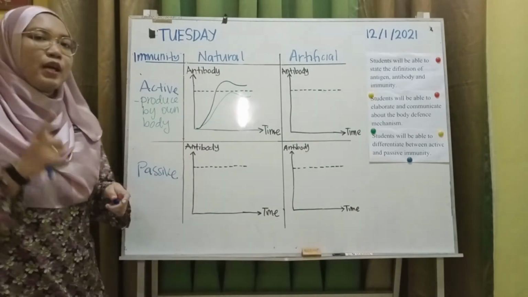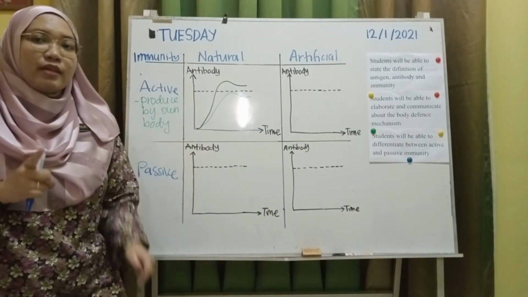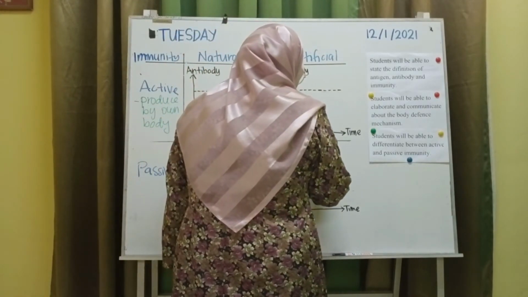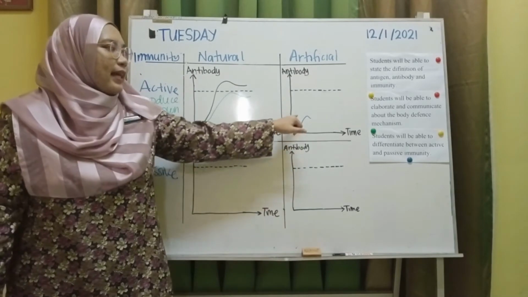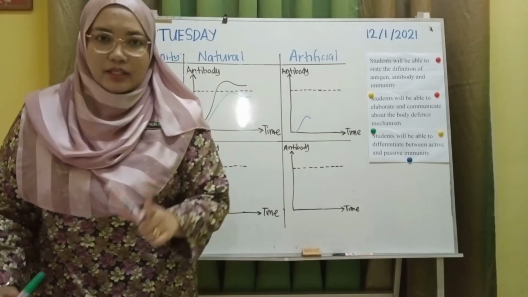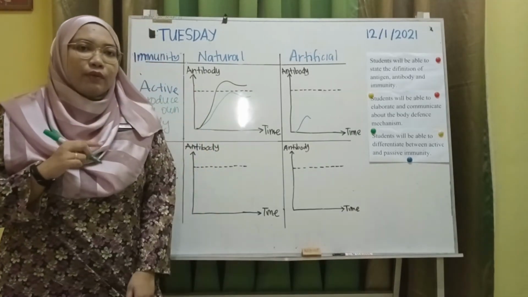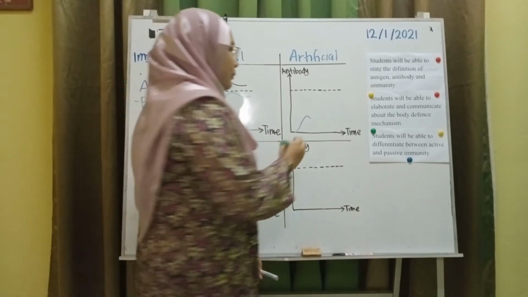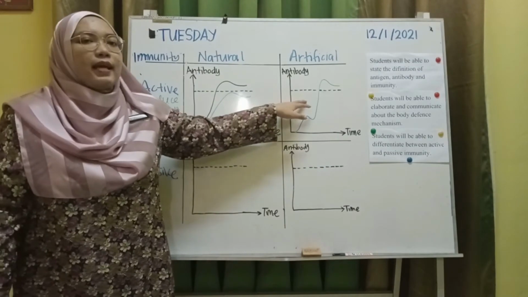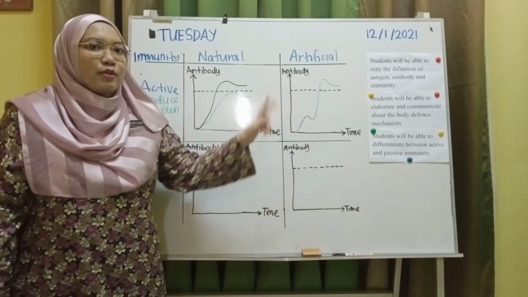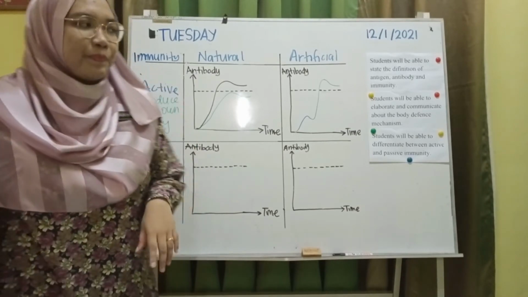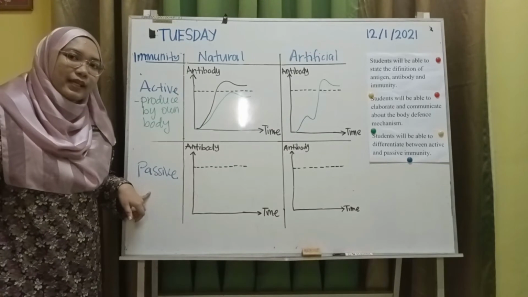So the first time you get the injection, your concentration of antibodies will go like this. It will rise slightly and begin to reduce. So when you get the booster injection, your antibody will exceed the immunity level, and it remains above the immunity level. So you will have permanent immunity against the disease. Okay, so can we proceed?